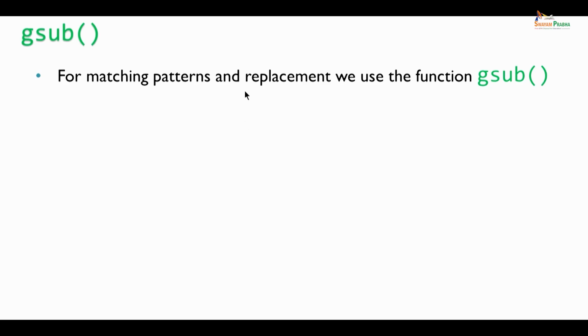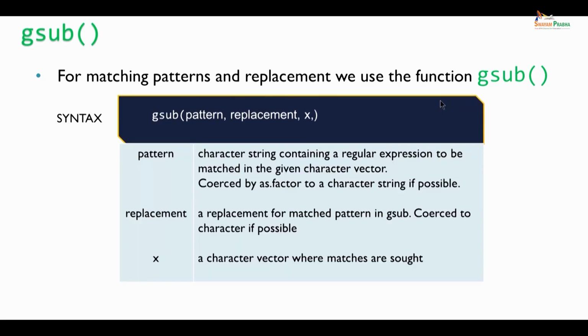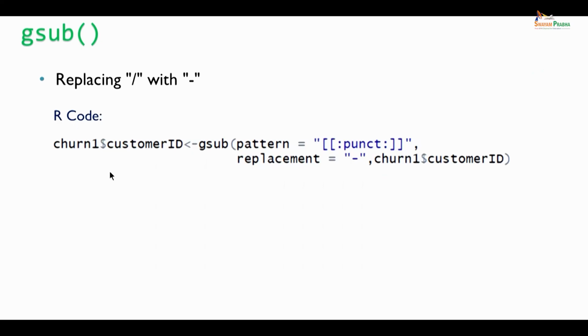For matching patterns and replacement, we can use a function called gsub. Let us look at the syntax for using the gsub. The first argument should be the pattern that we are interested in, and the replacement argument is nothing but the value which we want to replace. X is nothing but your variable. So now we are going to replace the forward slash with hyphen.